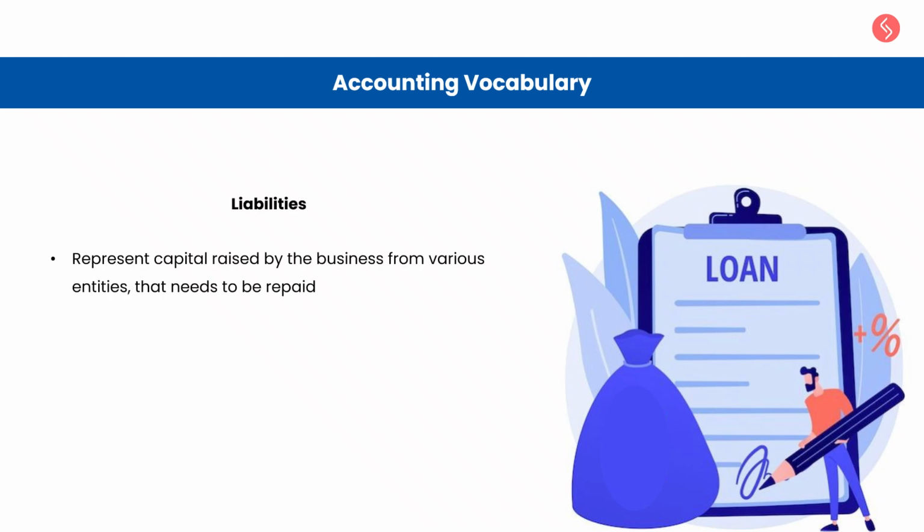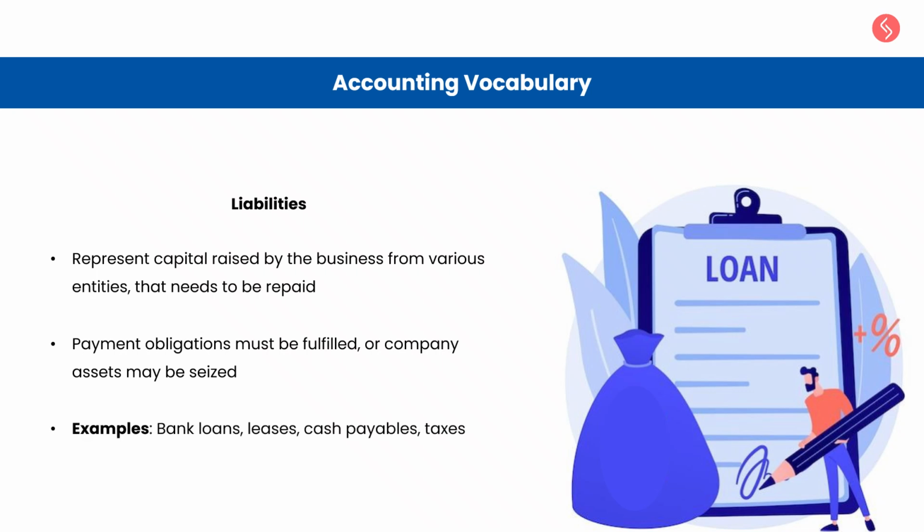Liabilities. It represents capital raised by the business from various entities that has to be repaid. Payment obligations must be fulfilled or company assets may be seized. Some examples are bank loans, leases and cash payments, taxes.